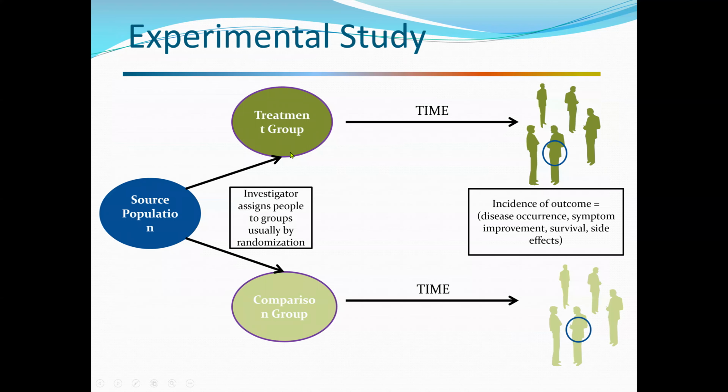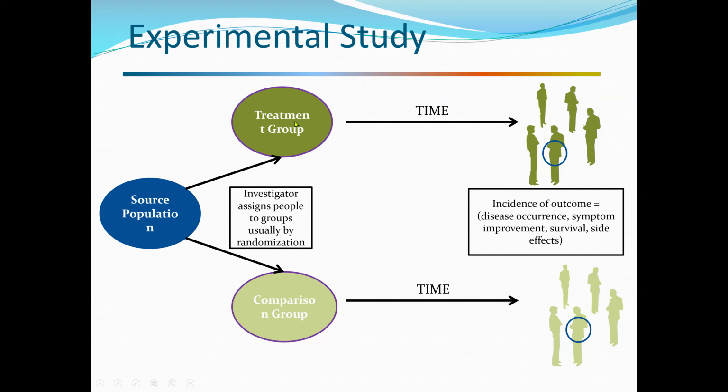Now we have an experimental study example here. First we start with the source population, the population we are interested in studying. Then we may divide it into two. We may have the treatment group, then we have the comparison group. Here the investigator assigns the people to groups, usually by randomization. Experimental, again, normally goes by randomization. So we have the treatment group and then the comparison group.